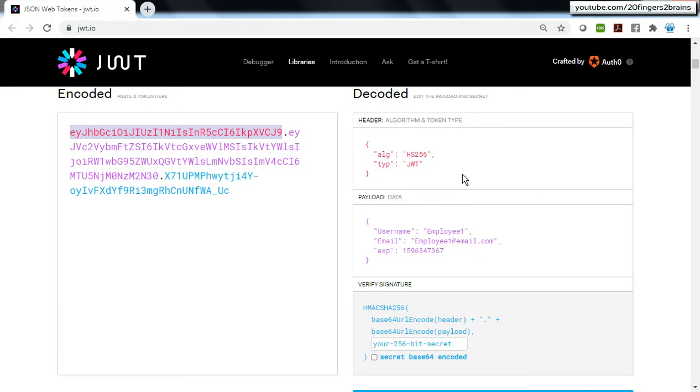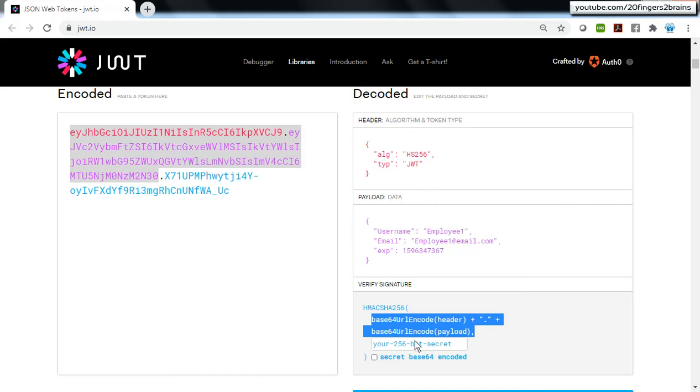Then this payload is base64 URL encoded, and it's appended to the header and concatenated with the period. So this two parts forms the unsigned token without signature. The third part is the signature itself, and the signature is calculated by passing concatenation of base64 URL encoded header, the period, and base64 URL encoded payload, and then the secret. So this secret is stored at the server side and it is not shared.